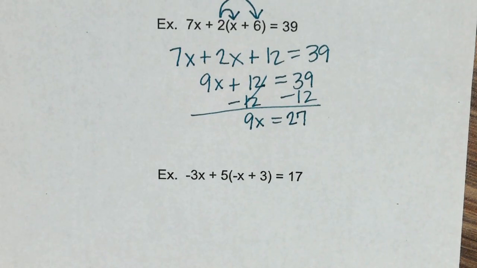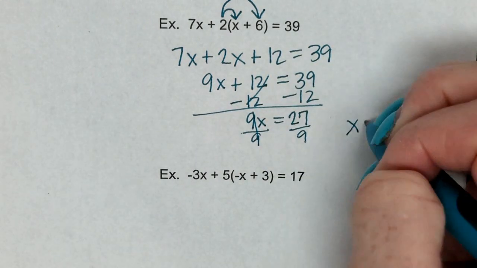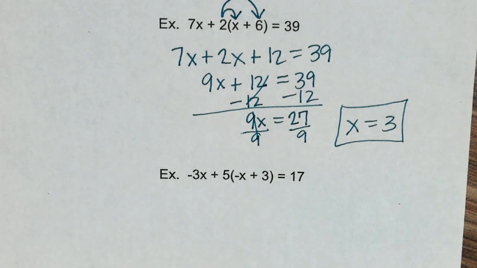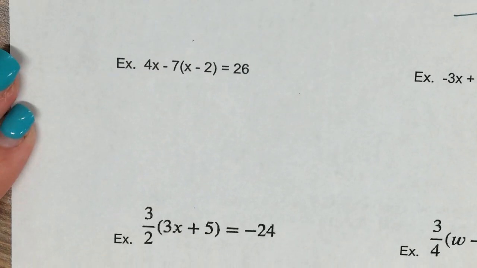And now I'm going to get rid of the coefficient by dividing. And 27 divided by 9 is 3. Any questions so far? All right, now this next one might confuse a lot of you.